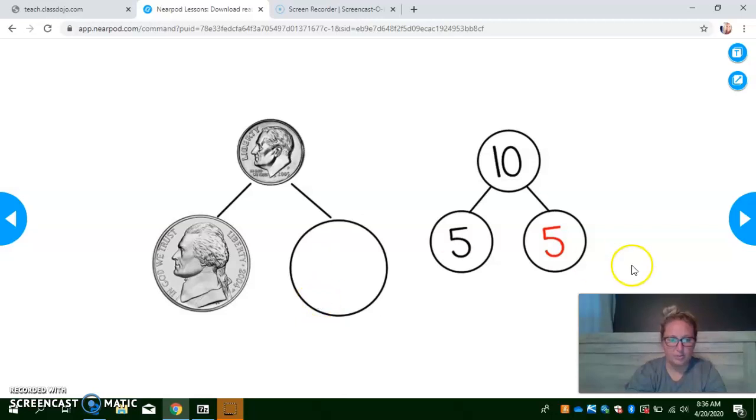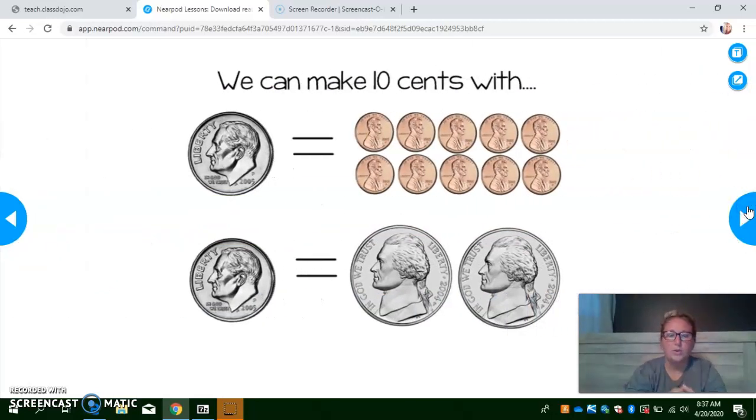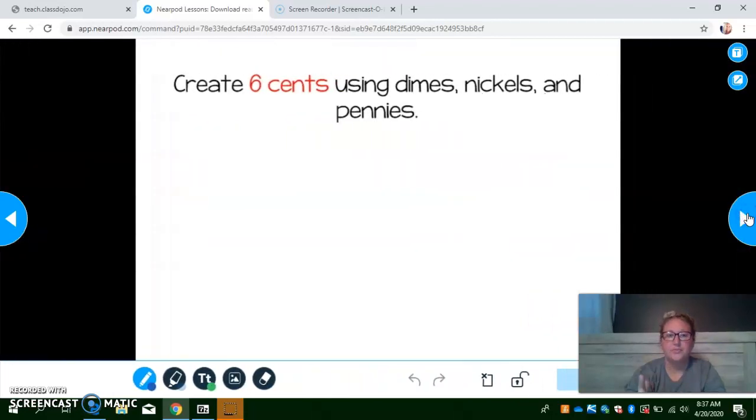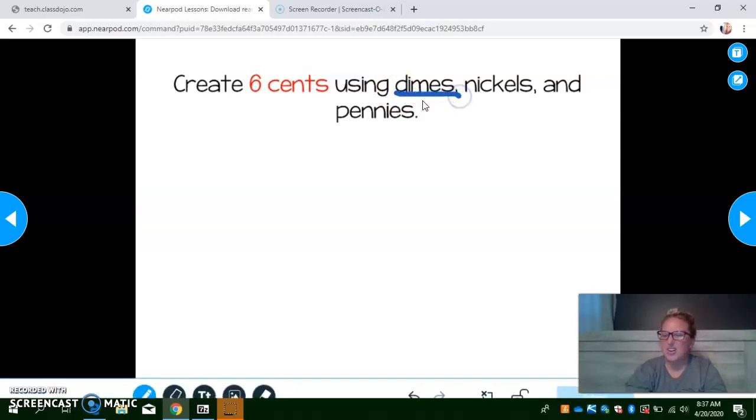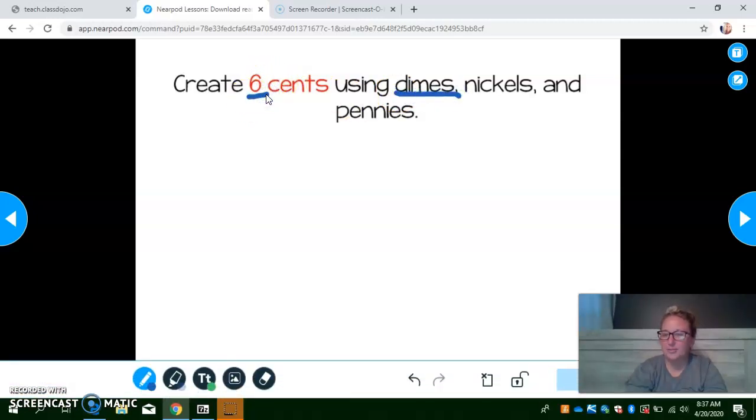And this is just another representation of it. We can make 10 cents with 10 pennies or with 2 nickels. Alright, create 6 cents using dimes, nickels, and pennies. It should say dimes, nickels, or pennies. We know that dimes are 10 cents. So if we just need to make 6 cents, is that going to be an option for us? No. So we should not be drawing any dimes. Nickels are worth 5 cents.